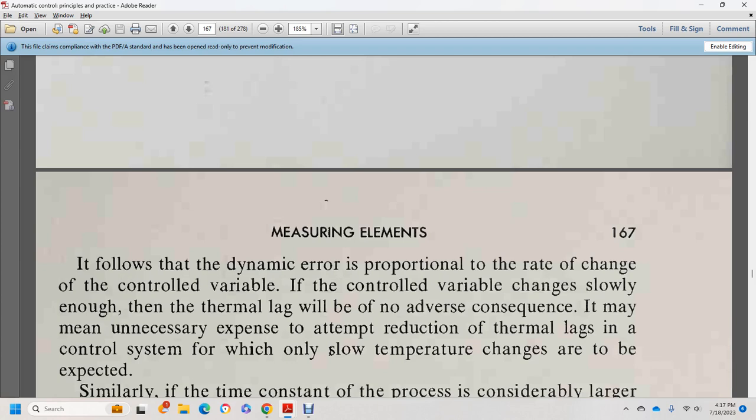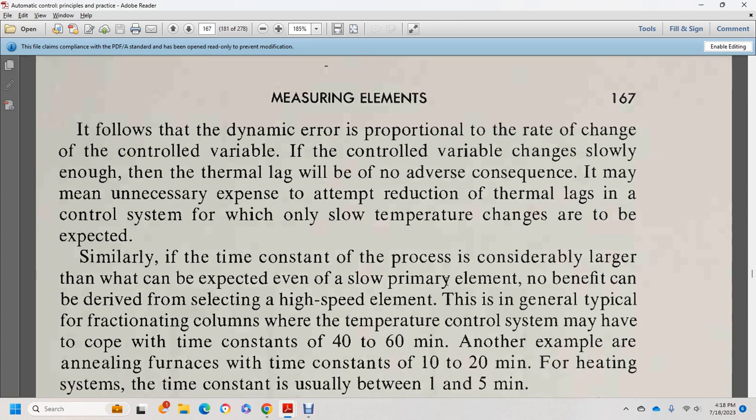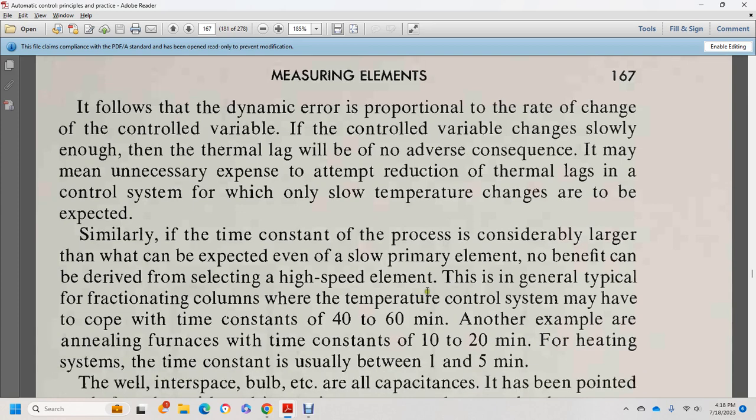So it may be unnecessary to expend exact attempts at reducing thermal lags in the control system, which only slow the temperature change to what is to be expected. Some of the time constants of the process are considerably larger than expected, and even with a slow primary element, no benefit can be derived from selecting a high-speed element. Typical examples: fractionating columns with a temperature control system may have time constants of 40 to 60 minutes, and an annealing furnace may have a time constant of 10 to 20 minutes for heating.